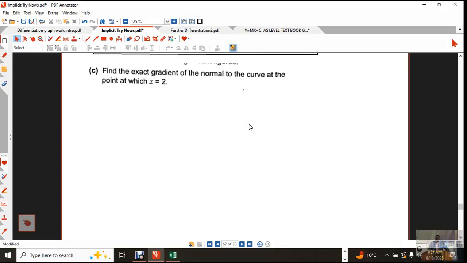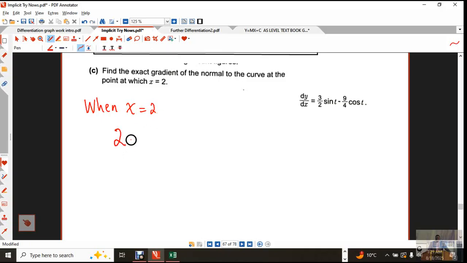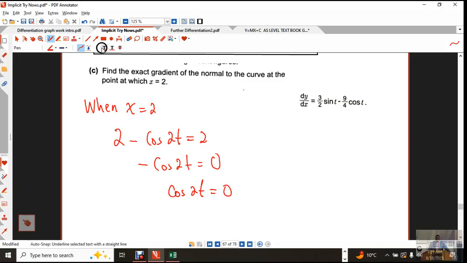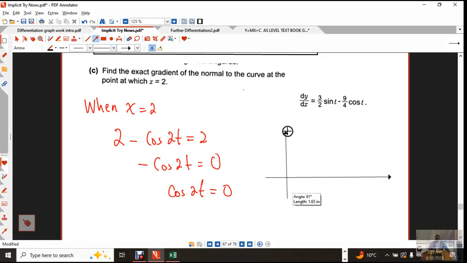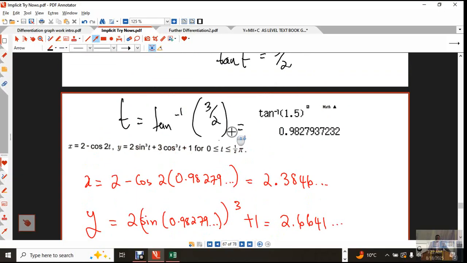Okay, so before we do that, actually I can keep that, no problem. Before we can do that, let's say when x is equal to 2, remember our equation was 2 minus cos of 2t. Now if it's equal to 2, then I have minus cos of 2t is equal to 0. Then I have cos of 2t is equal to 0. There's one more thing that I need to consider: what is the domain of this? Our domain is from 0 to pi over 2 radians.